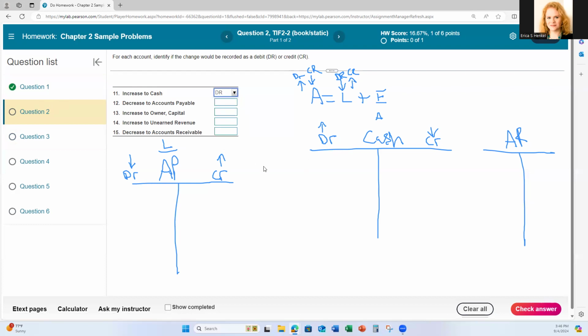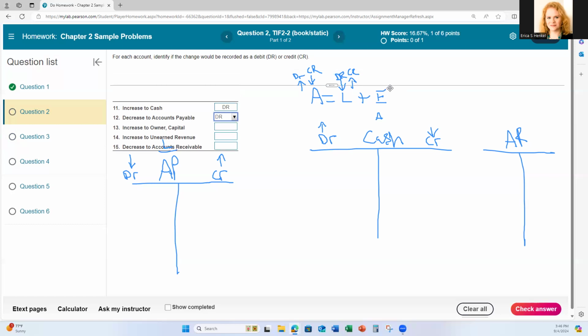All right, anyway, increase to cash is a debit, decrease to accounts payable. So accounts payable is a liability. So to decrease it, we would debit it, okay? So debits increase assets and decrease liabilities. Increase to owner capital. All right, so that is equity. Equity is on this right-hand side, so it's going to behave the same way here. It's going to increase by crediting, and it's going to decrease by debiting, okay?